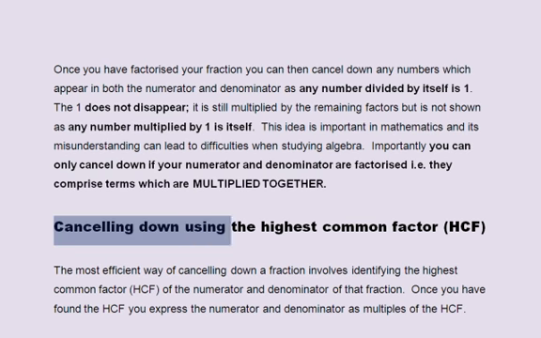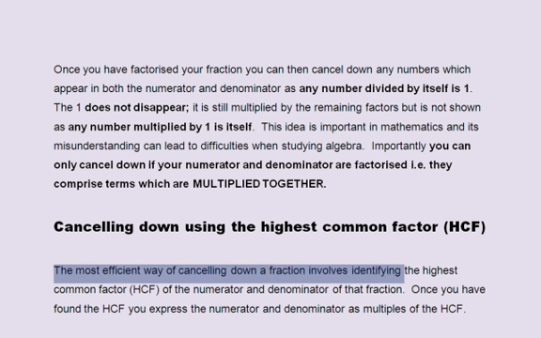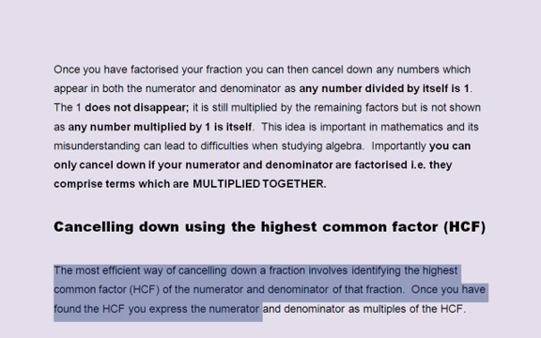Cancelling down using the highest common factor, HCF. The most efficient way of cancelling down a fraction involves identifying the highest common factor, HCF, of the numerator and denominator of that fraction. Once you have found the highest common factor, you express the numerator and denominator as multiples of the highest common factor.